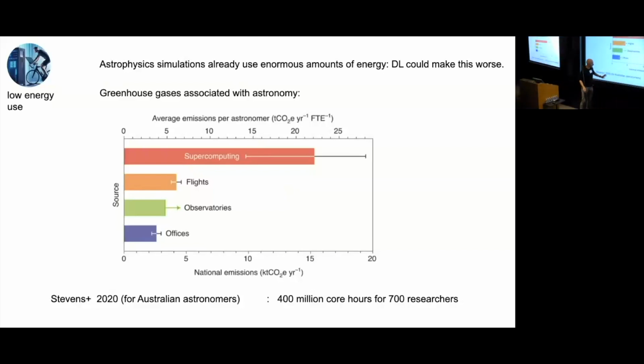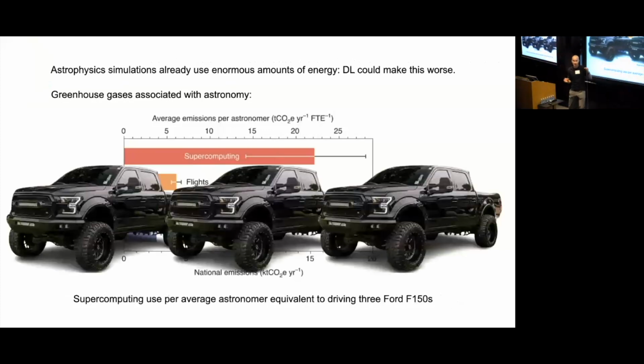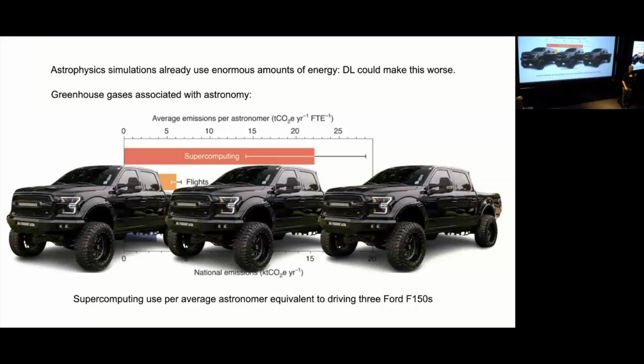This is some nice study done by Stevens et al. It's for Australian astronomers, but it probably holds for French or American astronomers. And you'll notice here, as was mentioned by one of the speakers this morning, supercomputing uses an enormous amount of the CO2. Okay, and you might say, how much is that in something I understand? Well, if you're an American, you understand this, right? So if you had these 3 cars in your garage and you drove them for the average amount, which is 14,000 miles each per year, that's how much is equivalent to the average astronomer's supercomputing use in Australia, right?